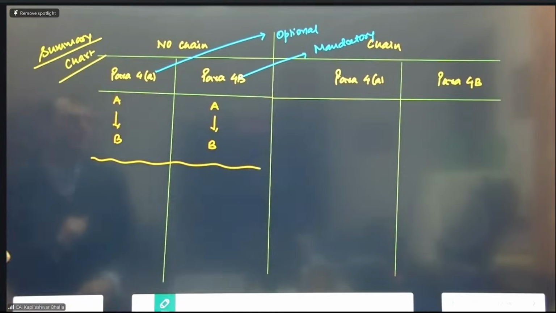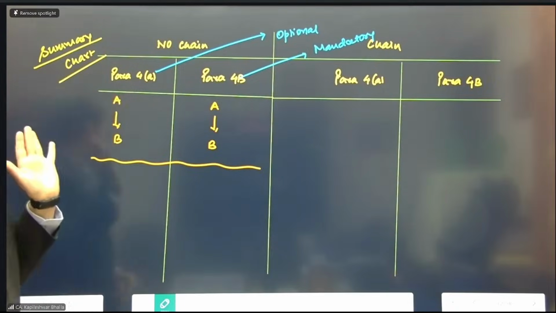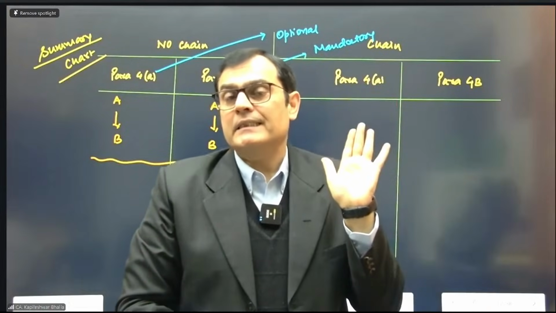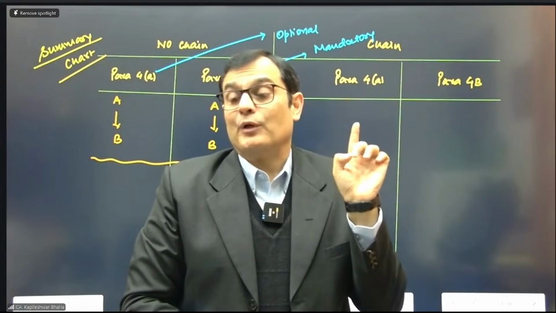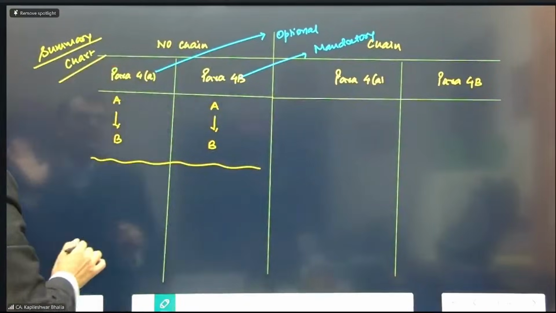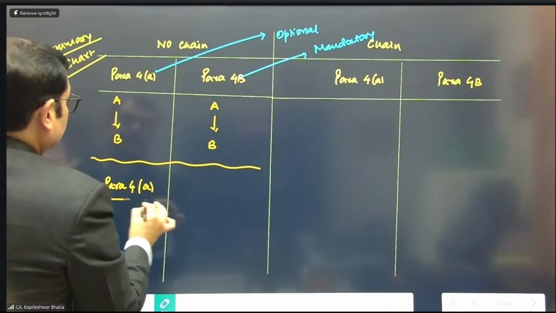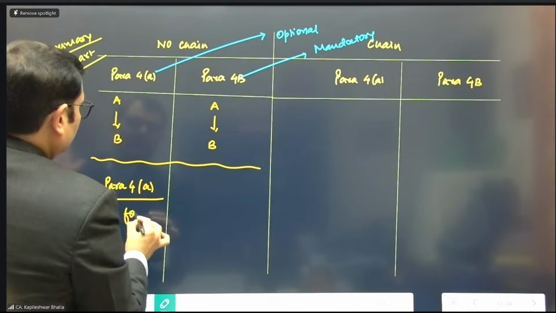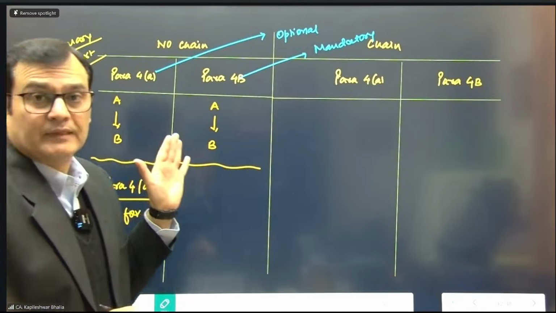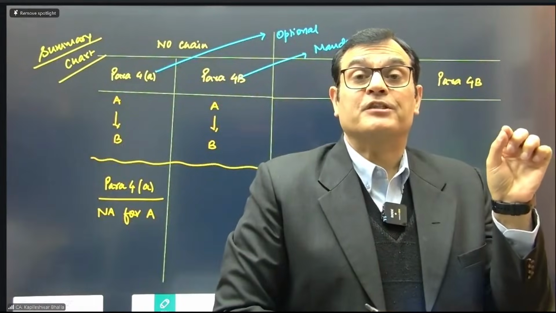Now let me put across the questions to you. Can A avail para number 4A? Say yes or no. If A has got shares in B, there is no chain. Can he get the benefit of para number 4A? No. Great, absolutely. So can I say para number 4A is not applicable for the company A Limited? Reason: there is no chain. I hope I stand very clear. Unless there is a chain, A cannot get the benefits of para number 4A.